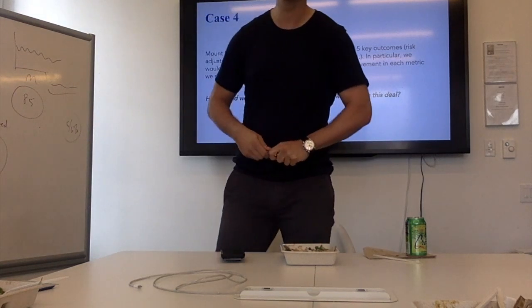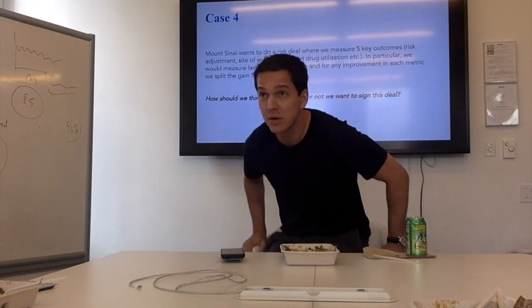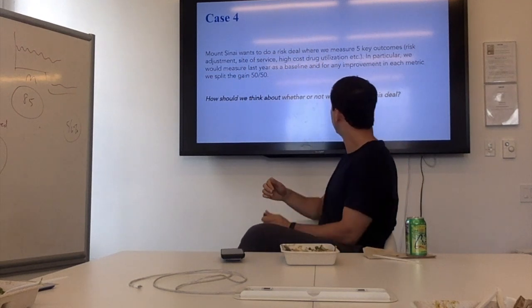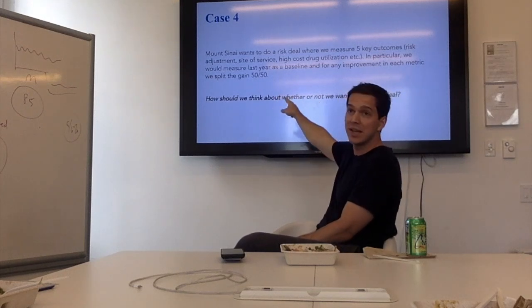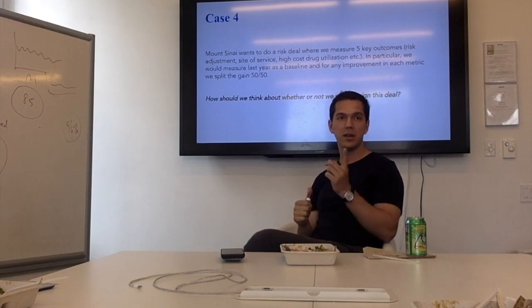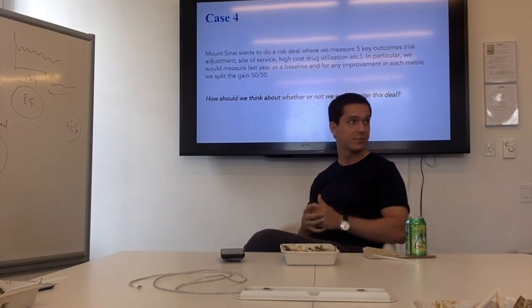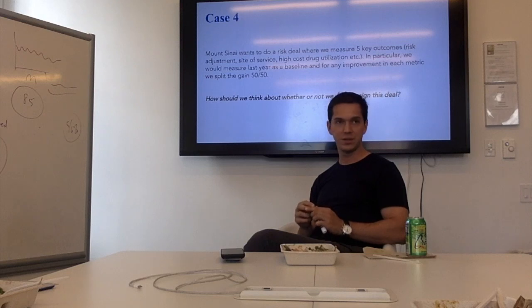They're also randomly worse. Yeah, but if they get worse, who? It's like one-sided. We don't get any. For any improvement in each metric, we split the gain 50-50. So, Divya, would we ever consider saying it needs to improve by like 10% of the highest it's ever been, and then the 50-50 kicks in? Sure, we could consider that.